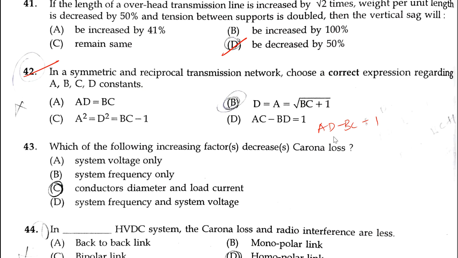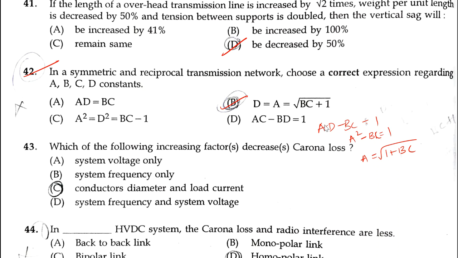Okay, so you have to satisfy this AD minus BC, but here AC minus BD will be there. So you have to compare AD. So AD would be what? AD, both are equal means A square, okay, so minus B1 is equal to 1, then A is equal to 1 plus, sorry, BC here. So answer will be A. So when A and D are equal, so answer will be B here, sorry, B.